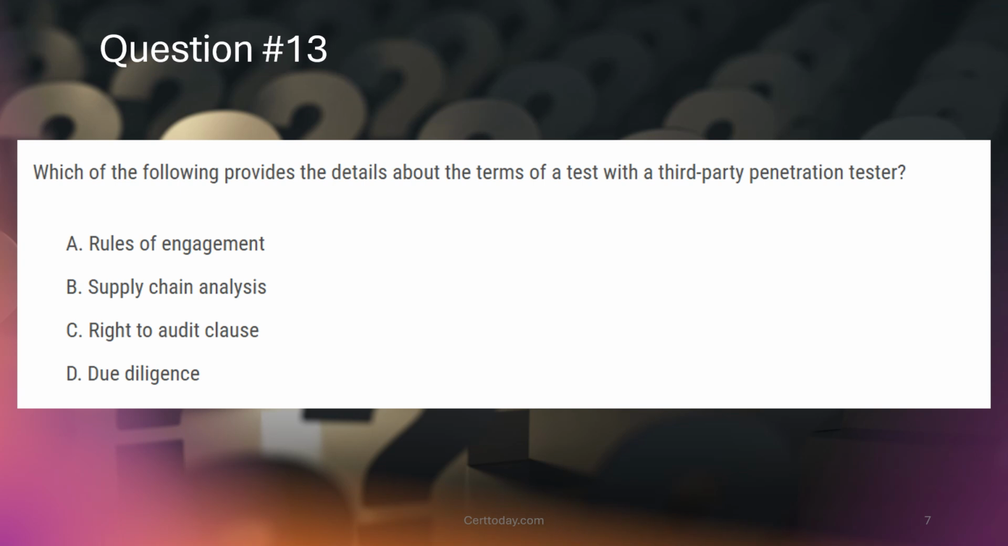Question 13. Which of the following provides the details about the terms of a test with a third-party penetration tester? A, rules of engagement. B, supply chain analysis. C, right to audit clause. Or D, due diligence.